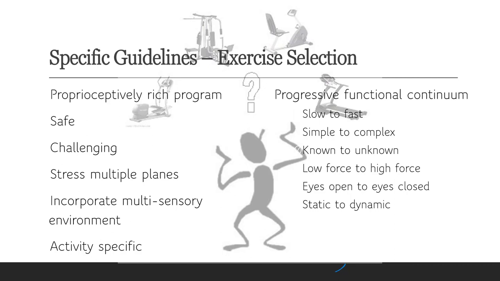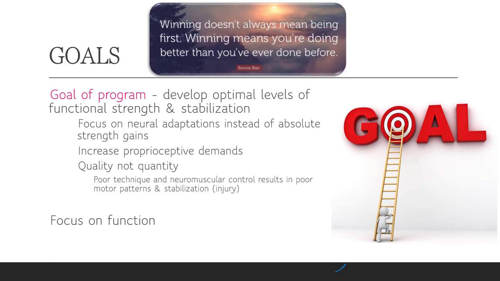We can have a progressive functional continuum. We progress from slow to fast, simple to complex, known to unknown, low force to high force, eyes open to eyes closed, and static to dynamic. The goal of the program should be to develop optimal levels of functional strength and stabilization. The goal of the program should be to focus on neural adaptations instead of absolute strength gains. Developing strength should be a secondary benefit of FMS training.